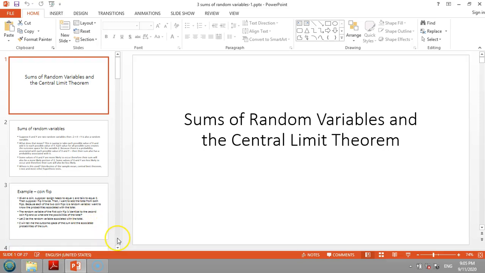Hello everybody, today we'll talk about sums of random variables and a central limit theorem. So this is part three of the probability theory, and this is the final part. In theory, when we finish this part, next week we'll start statistics, inferential statistics. This is the final part in our probability theory, okay?